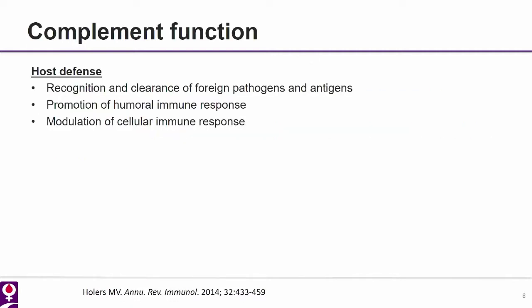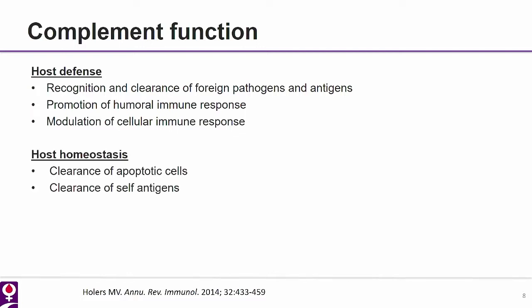So now I will be talking about what the functions of complement are and how they are important. The most important function of complement is in host defense, in recognition and clearance of foreign pathogens and antigens. So complement opsonizes the foreign pathogens and then induces the phagocytosis of those pathogens, and also does direct killing by the membrane attack complex. And complement also helps in the enhancement of humoral immunity against the pathogen, as well as enhancement of the cellular immune response.